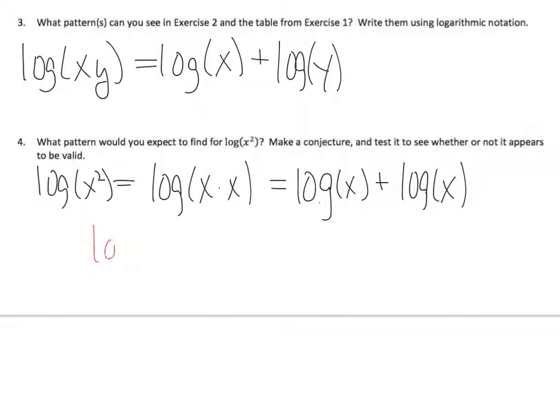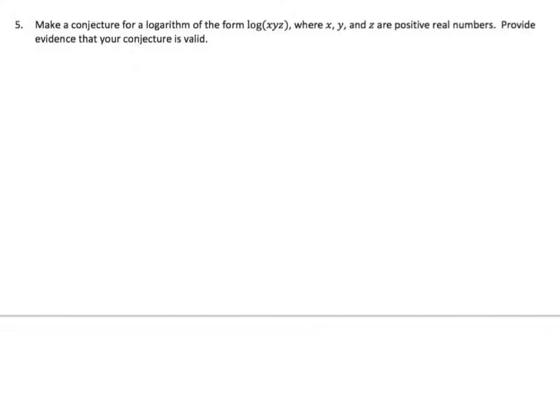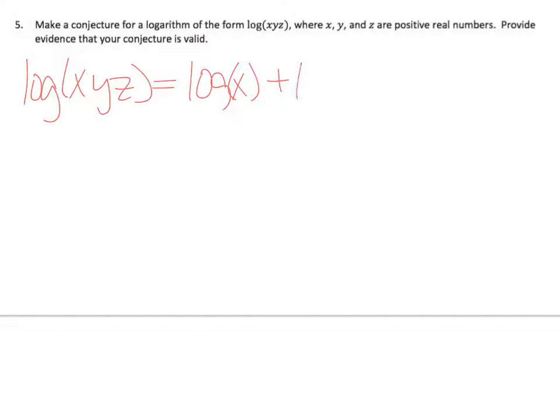You could verify that just looking at log 4, which should be equal to log of 2 plus log of 2, right? Very cool. Make a conjecture for a logarithm of the form log xyz, where x, y, and z are positive real numbers. Well, it's going to be the same as what we've done. So log of xyz is equal to log of x plus log of y plus log of z.